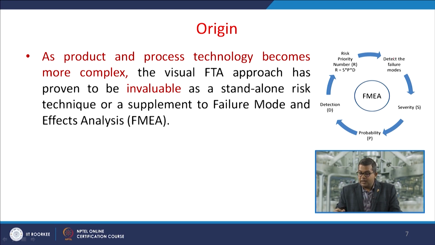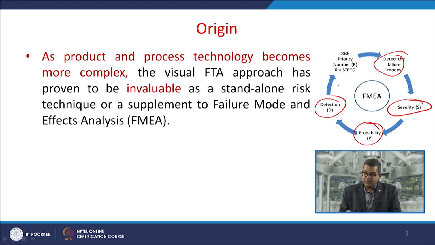You may start with any one of the functions, detect the various failure modes, go for the severity, then go for the probability, go for detection, and then you calculate the risk priority number, that is RPN, represented by the multiplication of severity, probability and detection.